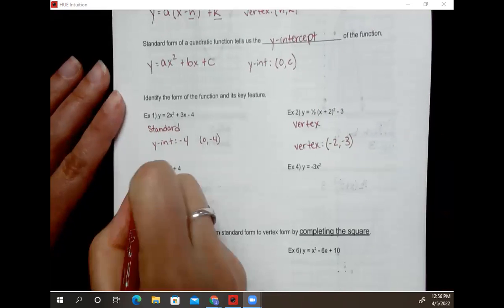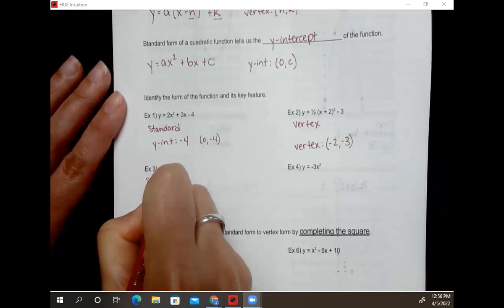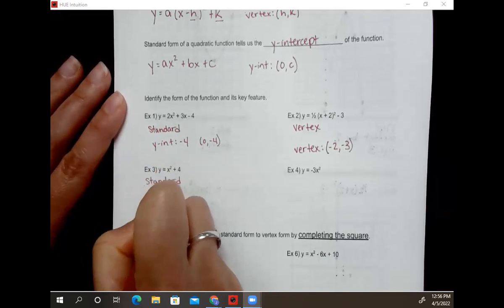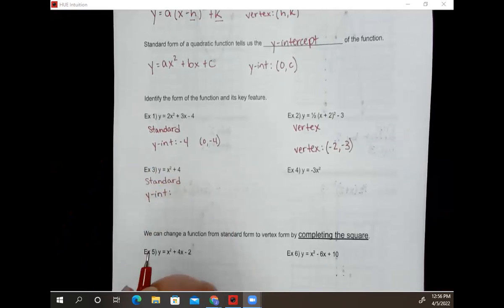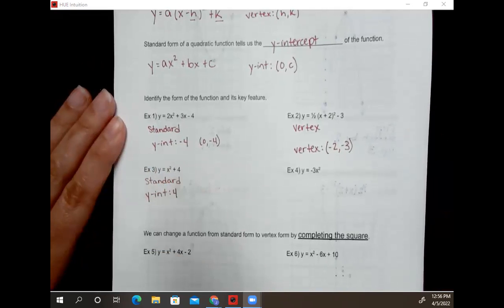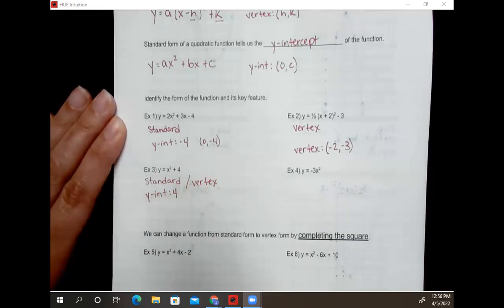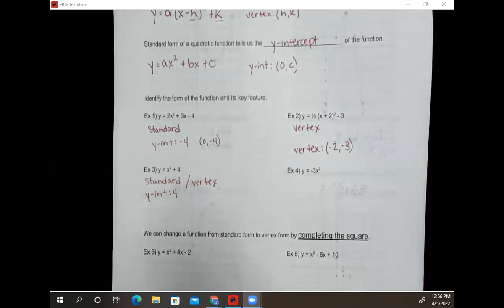How about example 3? What function form is that? Standard. You call this standard form. What's the y-intercept? I'm sorry, what'd you say? 4. Anybody disagree with calling this standard form? Yeah. The only reason why I said vertex was because I didn't see any numbering on the x, so I thought of that as vertex and then it would be 4. Yeah, we could also very reasonably call this vertex form.